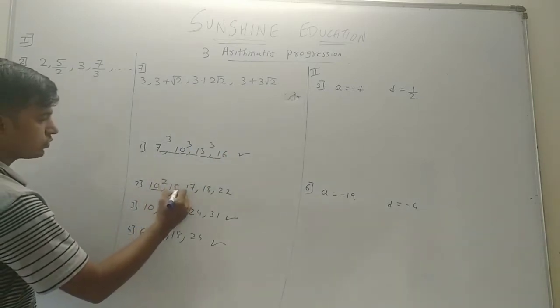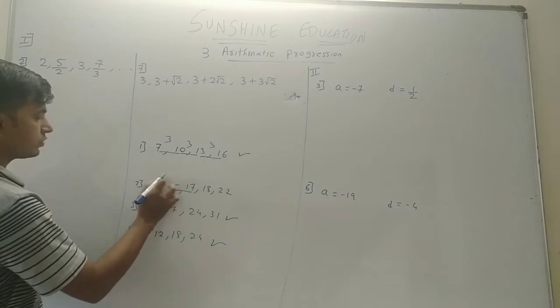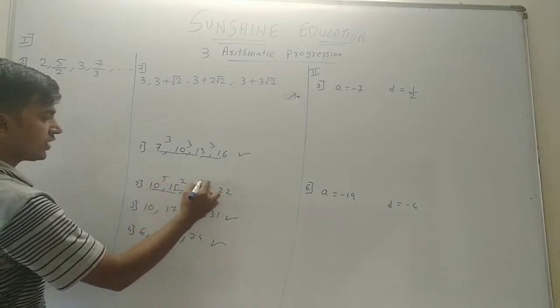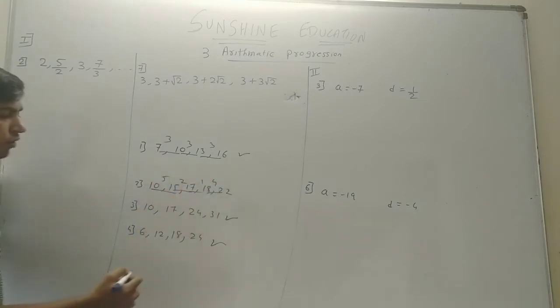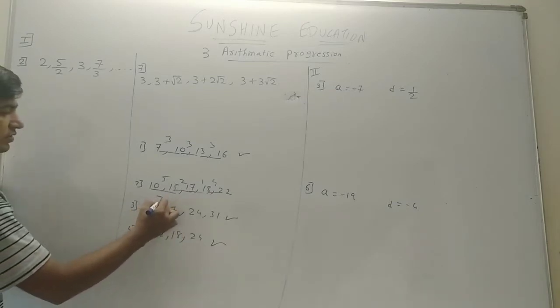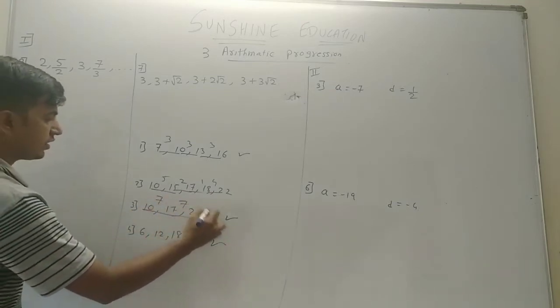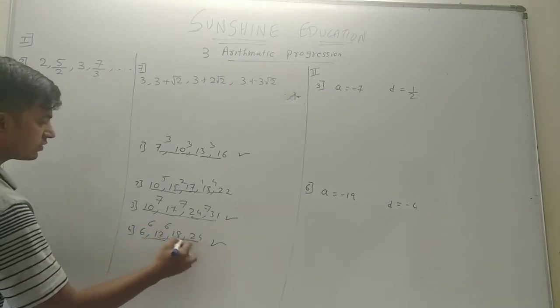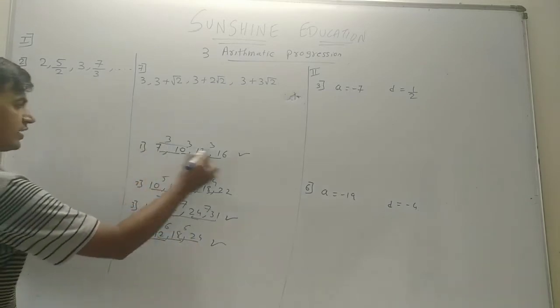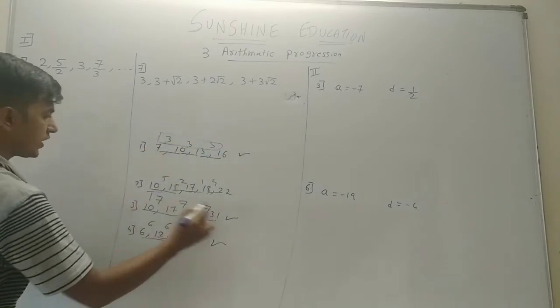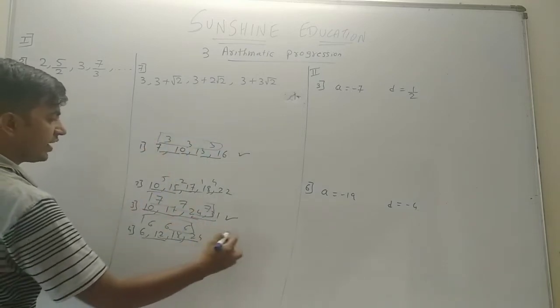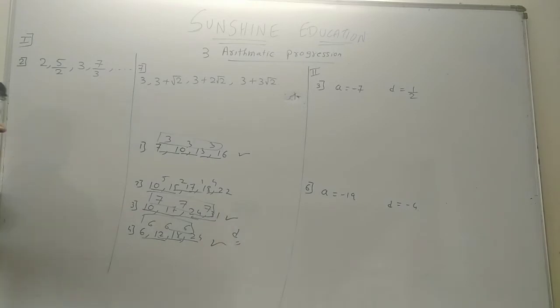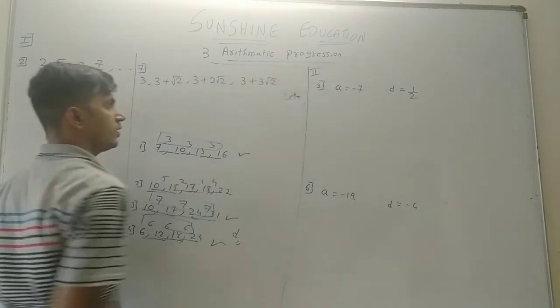Here the difference is 2. Here the difference is 5, 2, then 1, then 4, which is not constant. Over here it is 7, again 7, again 7. Difference is constant. Over here it is 6, 6, 6. So we can say that when the difference is constant, difference is denoted by D. When the difference is constant, we can say that the given sequence is in arithmetic progression.